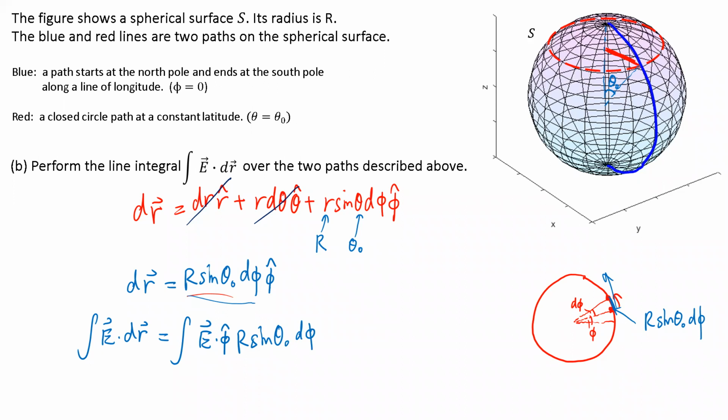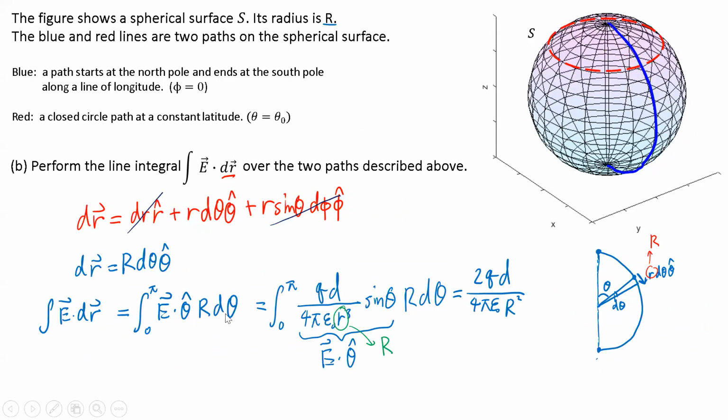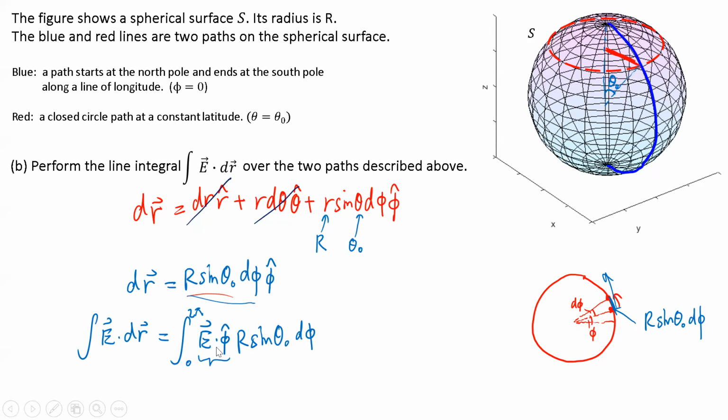Then again, you need to consider the lower limit and the upper limit. Because you are completing a full circle, it goes from 0 to 2 pi. Now we need to take care of the integrand, so E dot phi hat actually is 0, because the E does not have a phi component. So this E dot phi hat is 0.